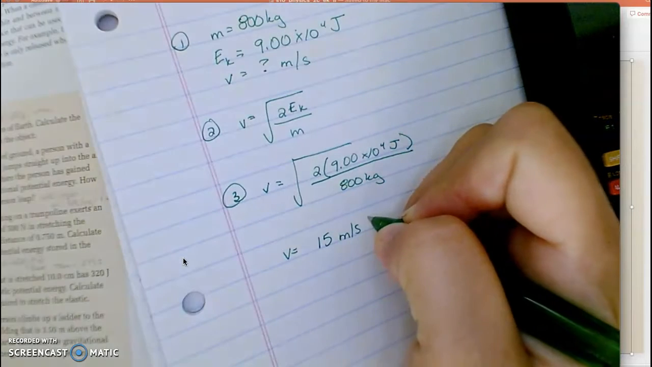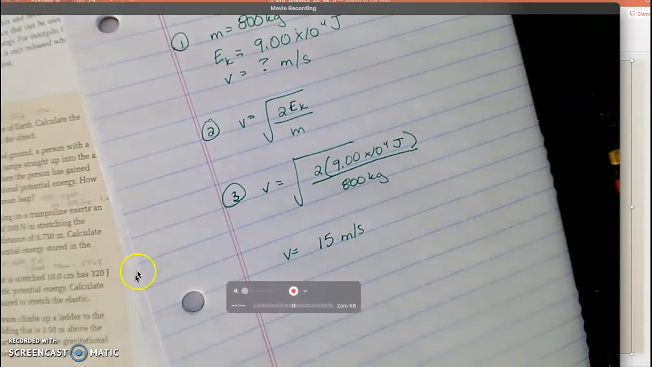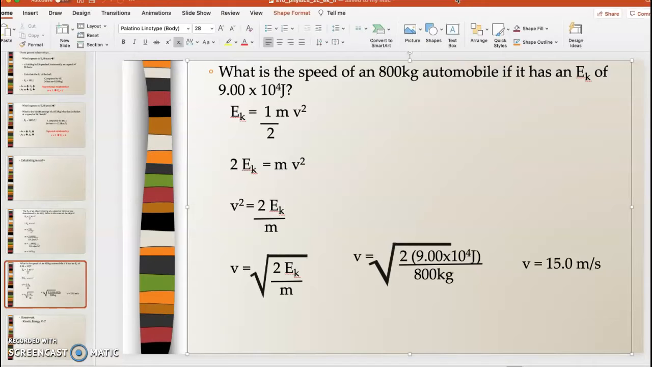15 meters per second. Let's check and see if that's what was in the PowerPoint. And if it's not, we'll figure out why we got it wrong, because it's fine to get things wrong. Yep. So this was rearranged in the formula here. That's what these steps are. It's putting the 2 on the other side, divided by mass, and then taking the square root. We square root it here. Just like we did 2 times 9 times 10 to the 4 divided by 800, and then square rooted that to get 15.